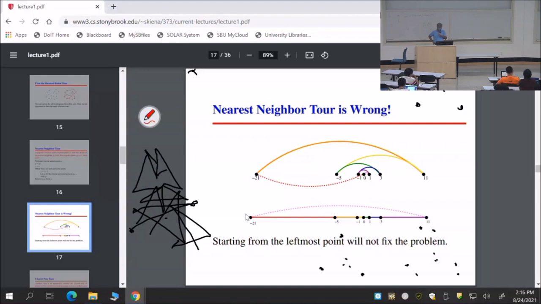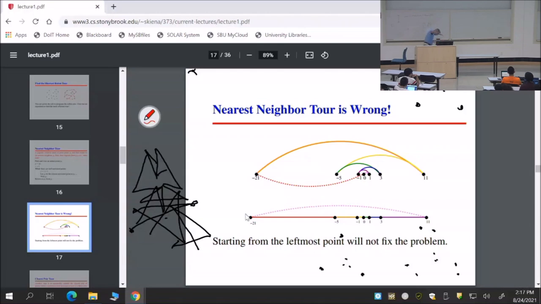What about if instead I always start from the leftmost point? What if I have a tour that I start from the leftmost point and find the nearest neighbor, and find the nearest neighbor, and find the nearest neighbor? Is that going to always give me the right robot tour? You either need to give me an argument, yes, or you need to show me an example where that's not true. Can anyone show me an example where starting from the leftmost point and going to the nearest neighbors is not going to be correct? Any ideas?